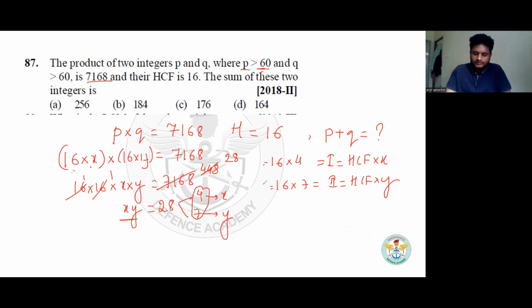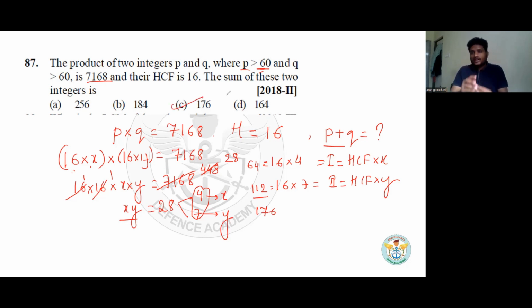What is 16 into 4? 64. So 7 will be 100. What are they asking? They are asking the sum of the numbers. The sum of the numbers is P plus 64 plus 100. What is 64 plus 100? 176. Your option 176 is correct.